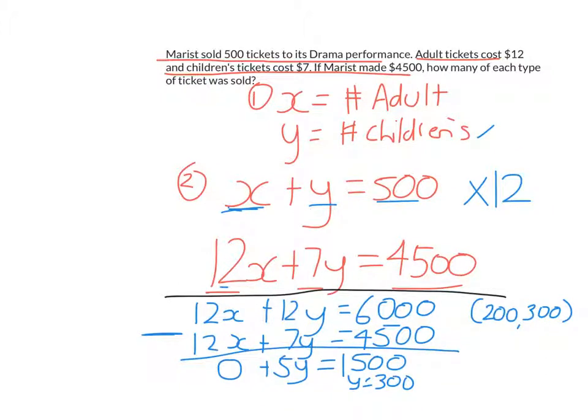Okay? So we should write a worded answer to this worded question. So we say, therefore, we sold 200 adult tickets and 300 children's tickets. Okay? So this stuff is complicated. Please make sure you ask any questions if you need.